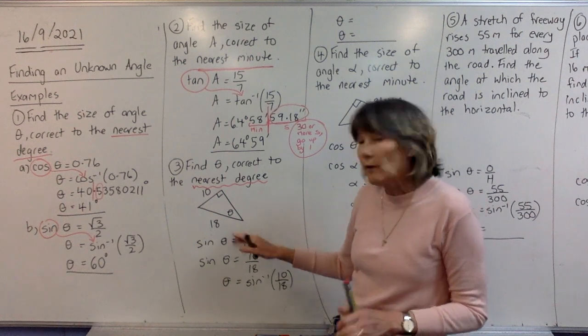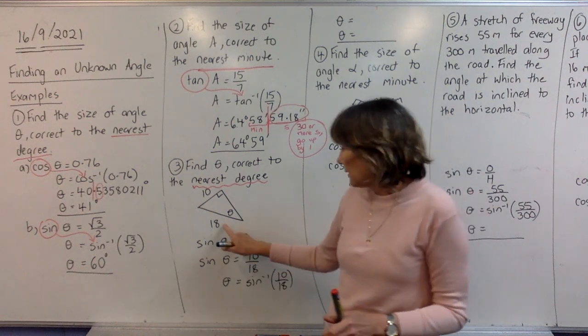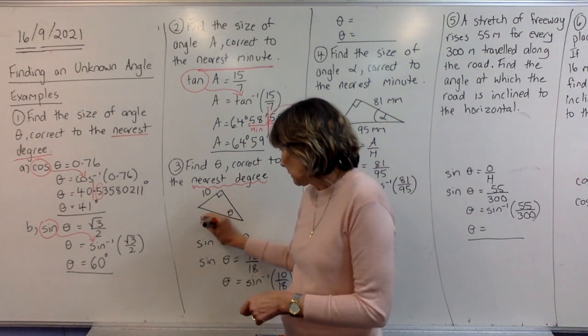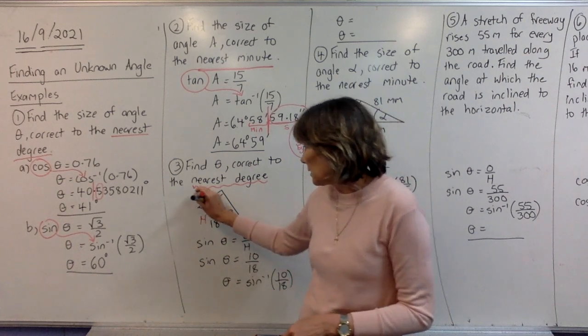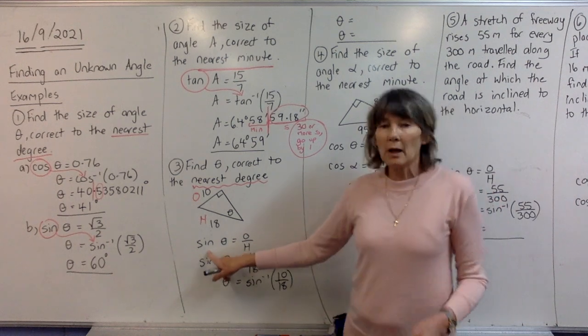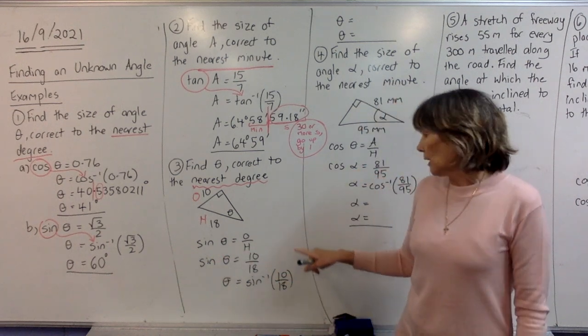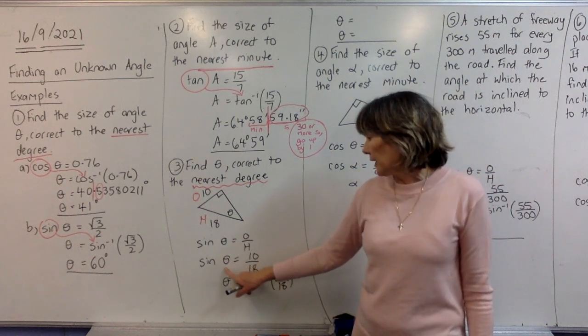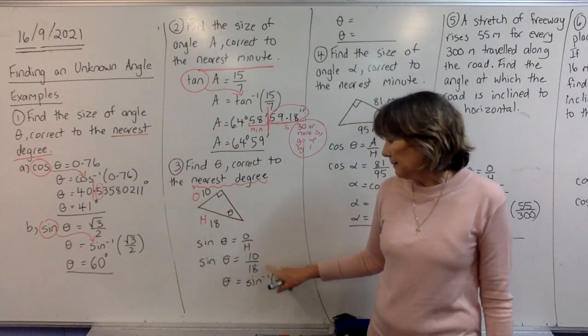So to start off, we're going to label our sides. This one here is the hypotenuse. This one here is the opposite side. O and H is sine. So we're doing sine theta equals O over H. Let's put our numbers in. Sine theta equals 10 over 18.